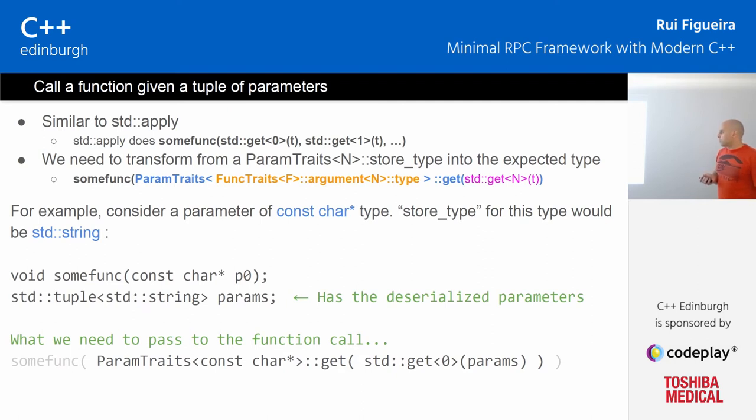So for every element, I'm explaining here, in kind of pseudo code, what std::apply does: given a tuple, it calls a function with the first element of the tuple, the second element of the tuple. But for our case, what it's going to do is this. Some function, and then for every element, you need to use the parameter traits and call the get. So you translate the element of the tuple, with a get function, into what the function actually needs. This is the nice trick for the C-style strings.